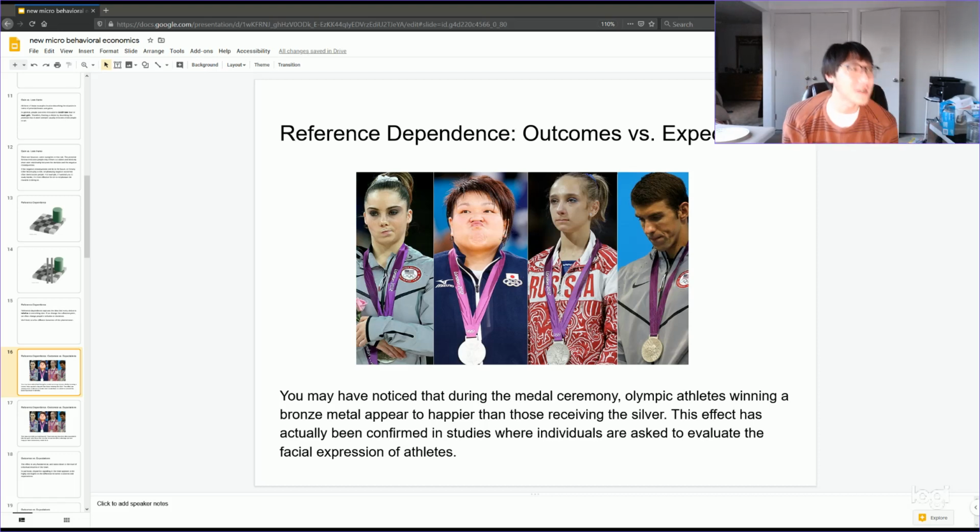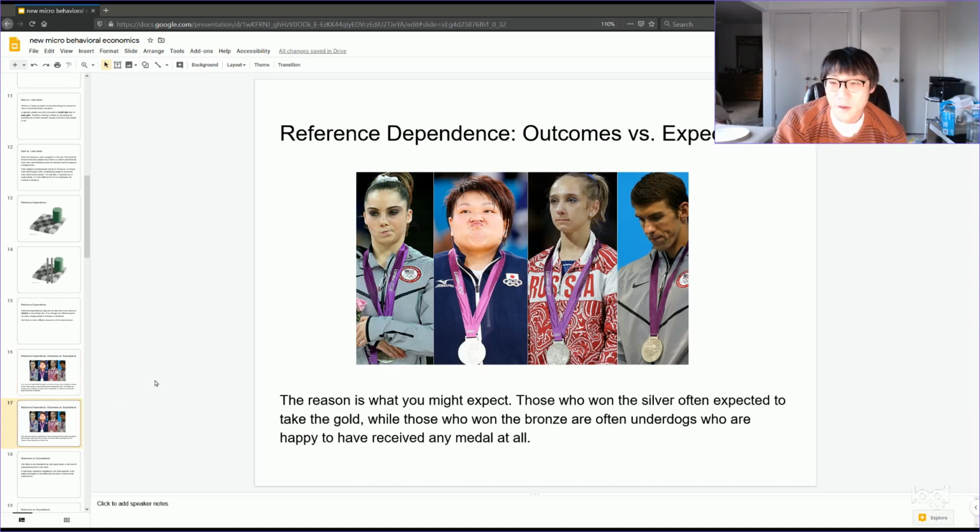There have actually been studies where people are asked to look at these athletes and evaluate their facial expressions, and consistently you see that the athletes receiving the bronze are happier. And the reason is kind of what you would expect, right? Those who won the silver medal often had expectations to take the gold, and so they're disappointed. Whereas those who won the bronze are often underdogs who are happy to have gotten any medal at all.